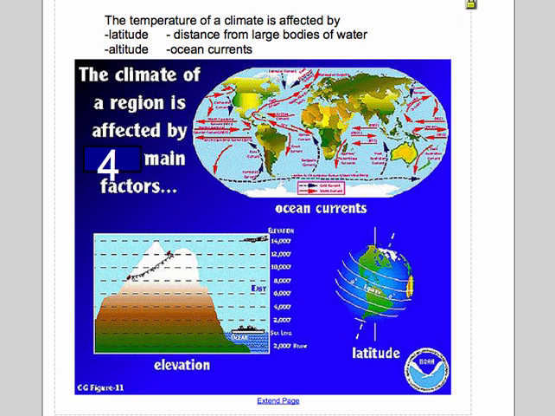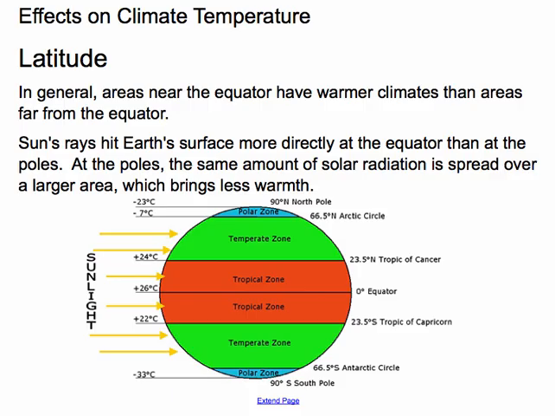So the climate of a region is affected by four main factors. Specifically, temperature is affected by these four things: latitude, altitude, distance from large bodies of water, and then the ocean currents. So let's take a look at those effects on climate temperature.